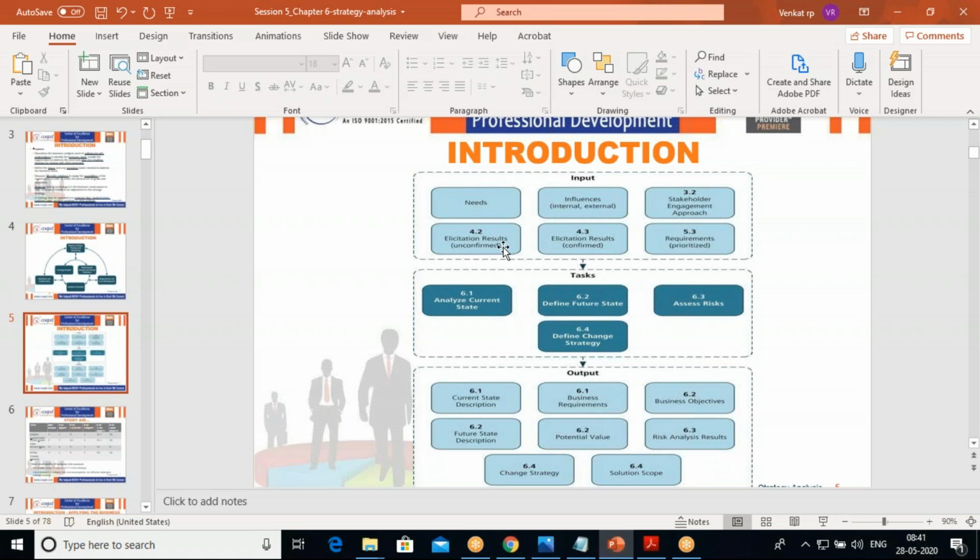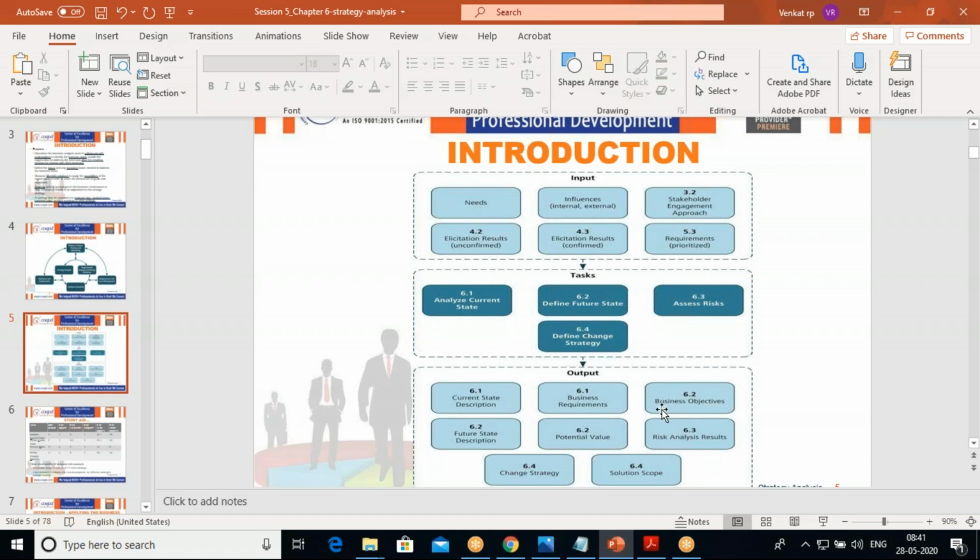Understand that if you analyze the current state, we will have 2 outputs. What are those 2 outputs? Current state description and business requirements will be the outputs of analyze current state. And define future state, we will have 3 outputs here.